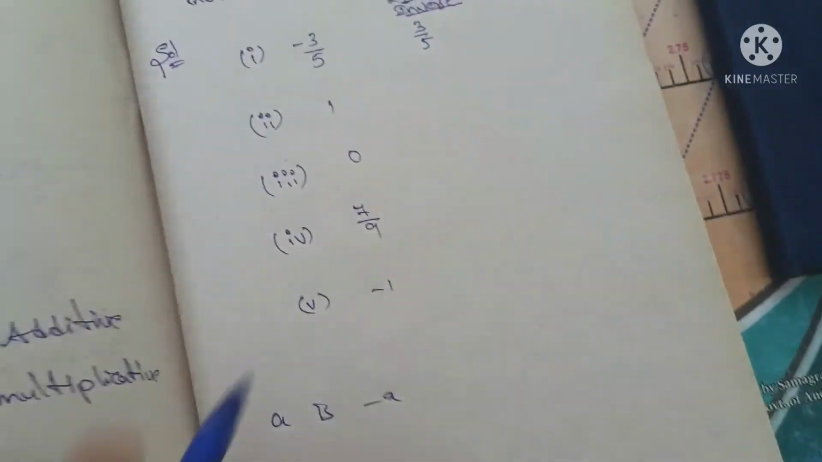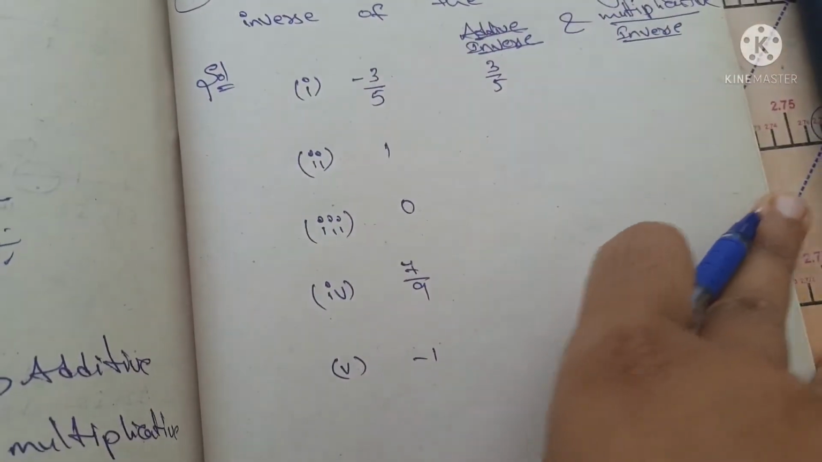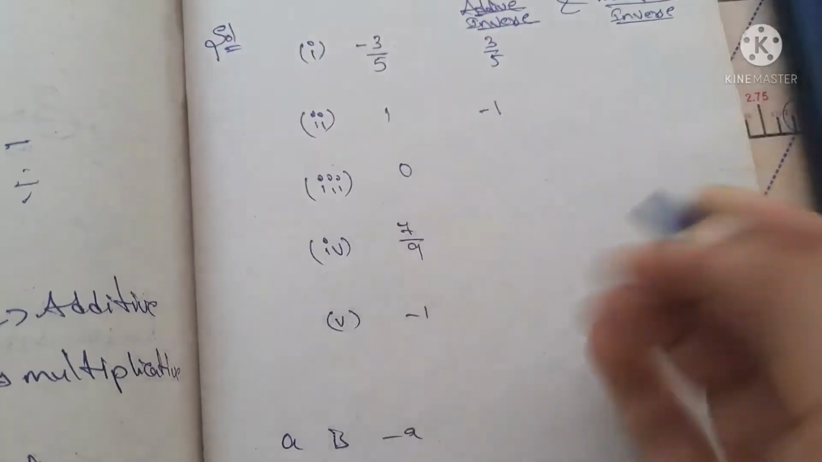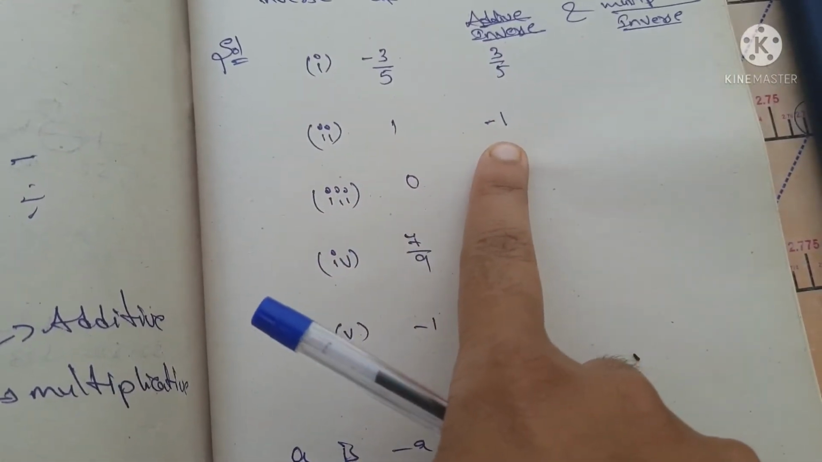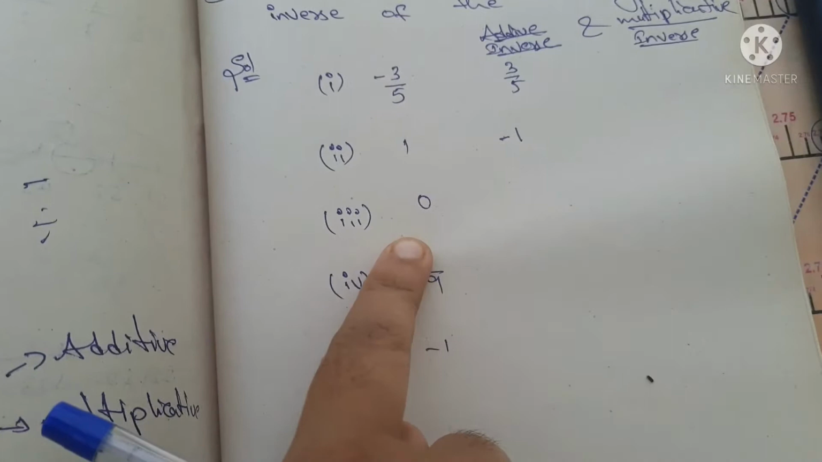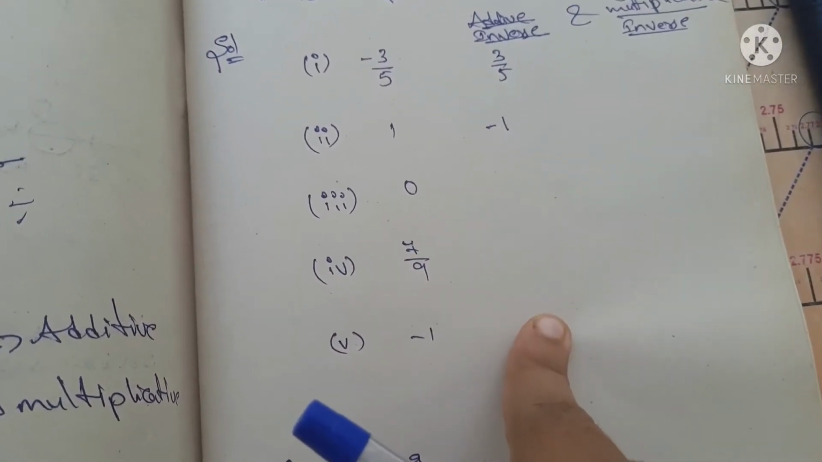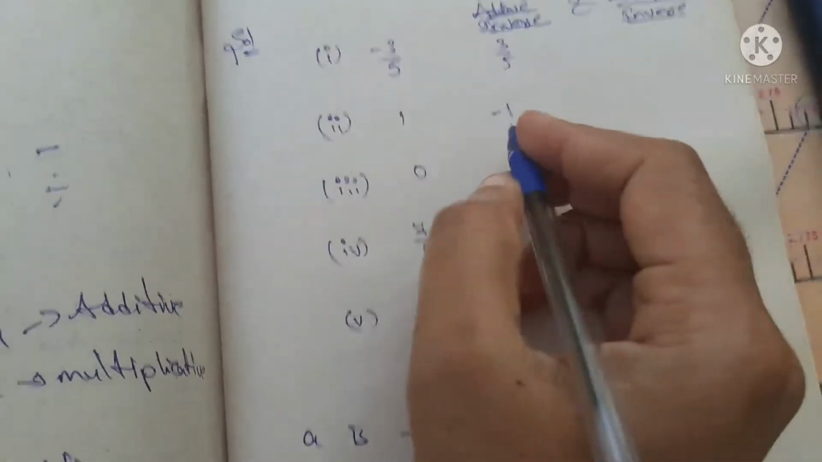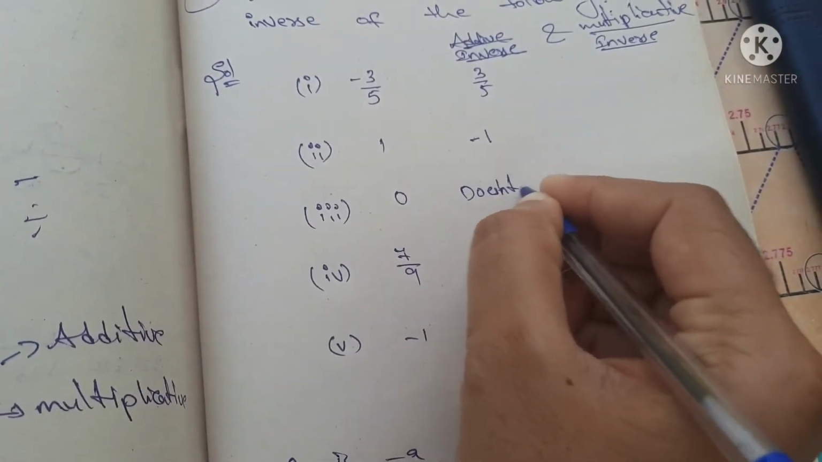Is it clear? So did you understand how to write additive inverse? Just change the sign of the given number and write the answer. Is it clear? So additive inverse of 1 is minus 1. Here plus 1, so minus 1 plus of minus 1 is nothing but 0. Then what is the additive inverse of 0? Is it minus 0 or plus 0? No, 0 is neither negative nor positive. So for 0, additive inverse and multiplicative inverse do not exist. Is it clear?